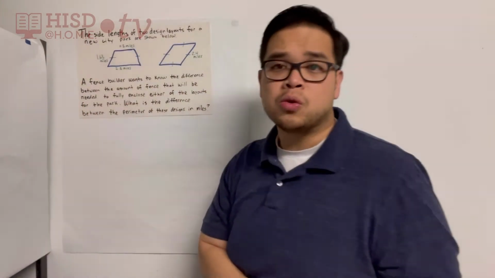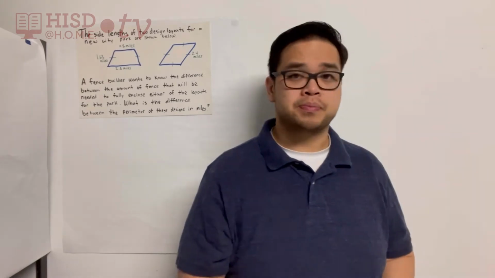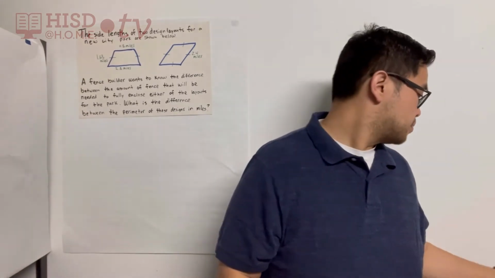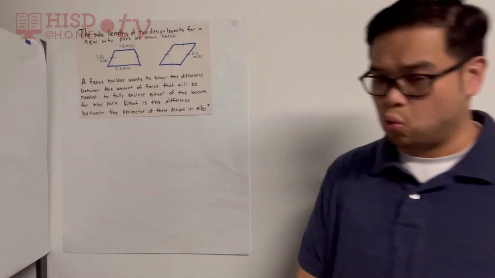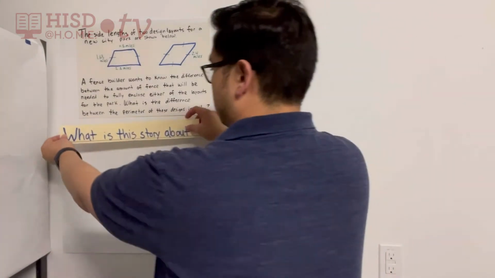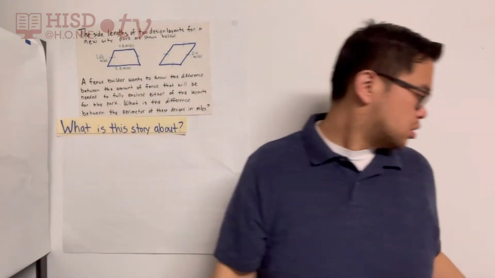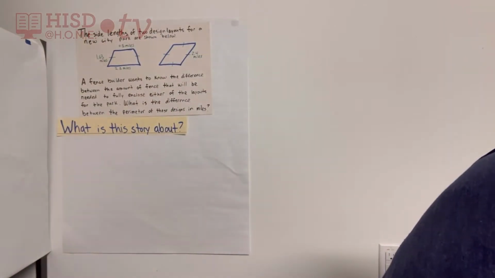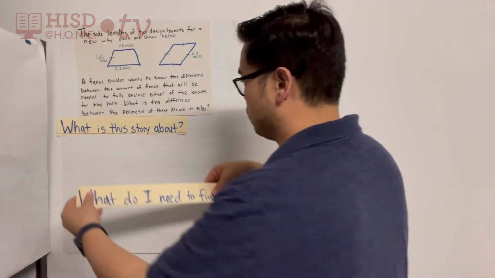And we're going to use our 3-read strategy to help us solve this problem. The first question that we're going to review is, what is this story about? And then we're going to follow it with, what do I need to find out?